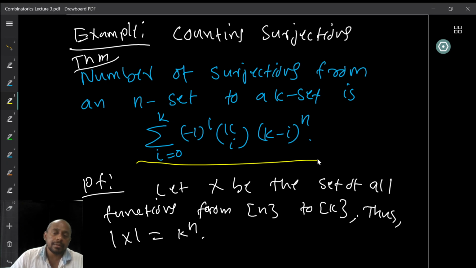Right. So if you look at the functions, you have k raised to n because we have k possibilities for any of the n elements, right? Yeah, that's what we want to say. So every element can be mapped to any of the k. So therefore k raised to n possibilities. So this is the set of all functions, but we want the surjections. Now what are surjections? Surjections are those functions where all the elements have a pre-image, right? So every element in the k element set has a pre-image.